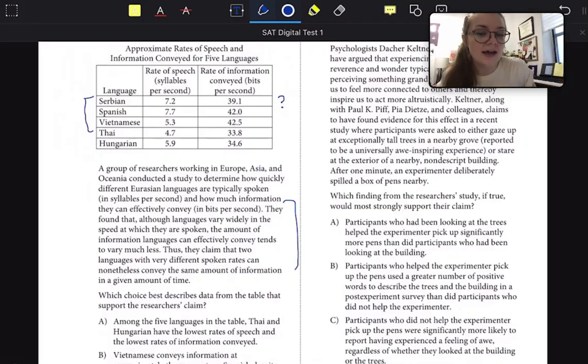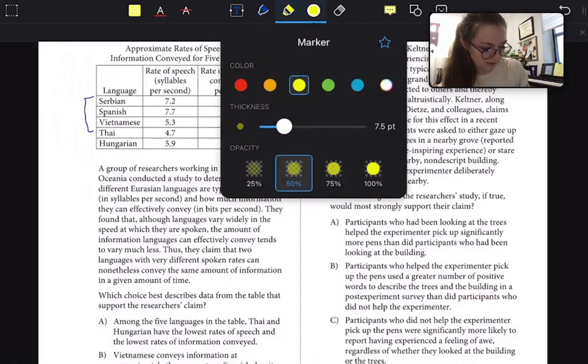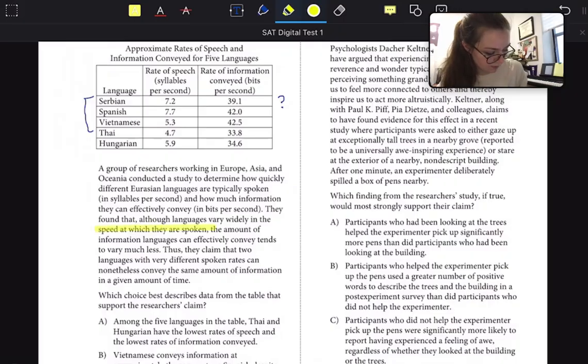So they found that although languages vary widely in the speed at which they are spoken, so here's an important part here. We've got different speeds of language. The amount of information languages can effectively convey tends to vary much less. So this is kind of the bulk of our data here. Widely different speeds, relatively similar amount of information.